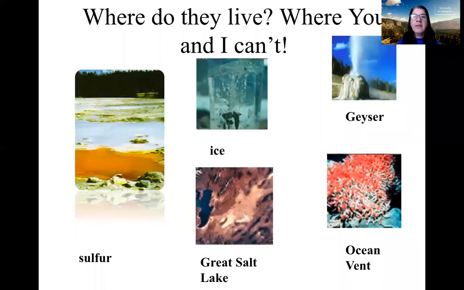So here are some drastic examples. Where do these organisms live? Well, they live in places where you and I cannot. One example here is a lake that is very acidic. It has a lot of sulfur. Ice. The Great Salt Lake in Salt Lake City, which has an extremely high concentration of salts. Geysers with temperatures between 70 and 95 degrees Celsius. And deep ocean vents, which are so deep in the ocean that no sunlight reaches them.